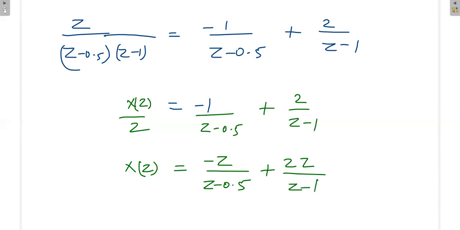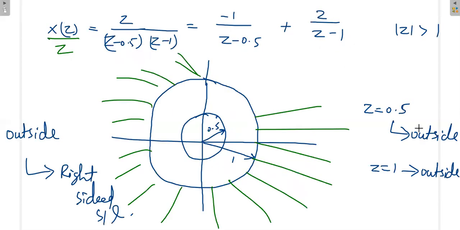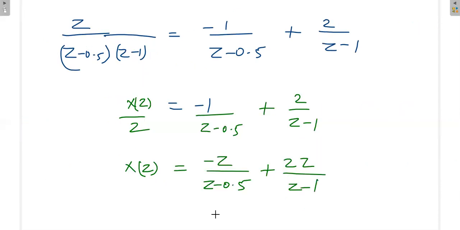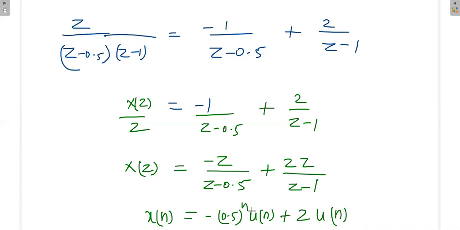Just now we have seen the ROC is outside the circle. That means a right-sided signal. So we can write minus, because minus is already there, then the inverse z transform of this one, that is 0.5 whole power n u of n. Again, this is 2 multiplied with z by z minus 1, that means simply u of n. So finally the answer is minus 0.5 whole power n u of n plus 2 into u of n.